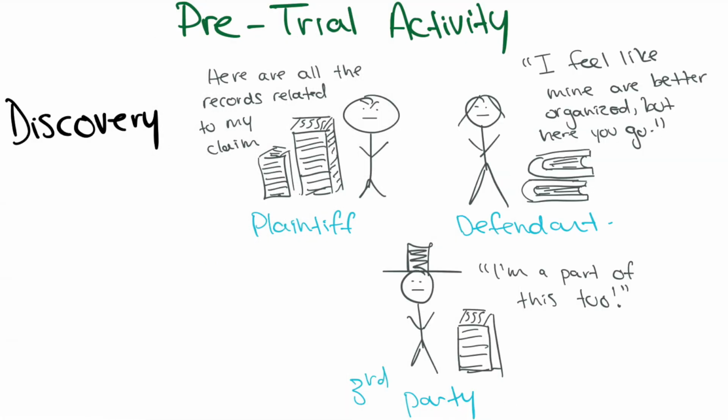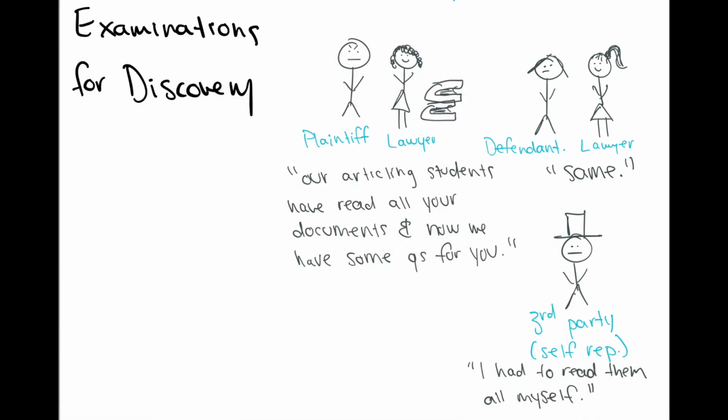This is where each side has to share all of the evidence that they have that relates to the issues of the case. There are, of course, exceptions for privilege, but that's outside of the scope of this course. Once all of the parties have shared their documents with one another, they have the opportunity to scrutinize that evidence through a process called examination for discovery.